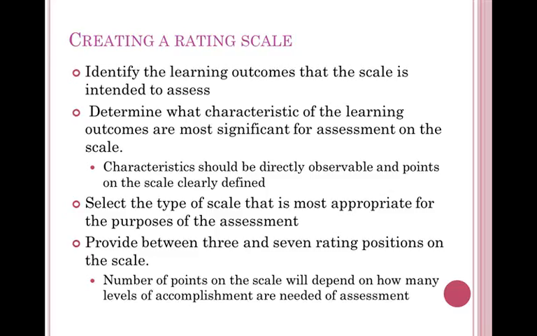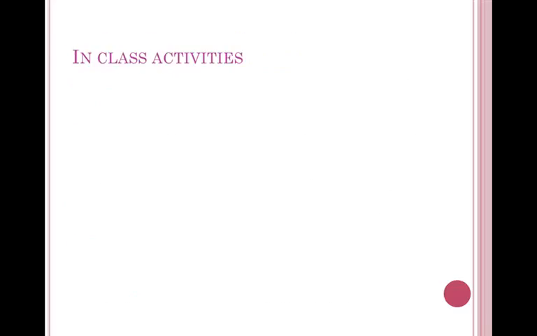So why do you think 3 to 7 is an even or an odd number? An odd. Is there a middle? Not on a rating scale. You wouldn't have a 2.5, 3.5, whatever it might be. So if you have an odd amount of points on your rating scale, you're less likely to have people just go down and mark the middle of it. Okay? Because I know you guys do it. I do it too. The number of points on the scale will depend on how many levels of accomplishment are needed for the assessment. So you have to figure out what it is you're measuring and see how many points are needed to measure it. All right.